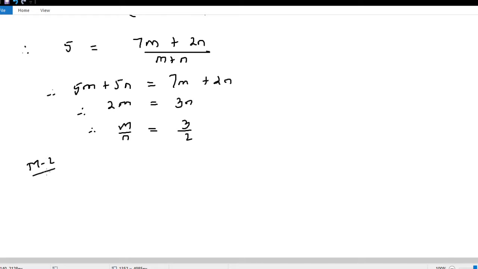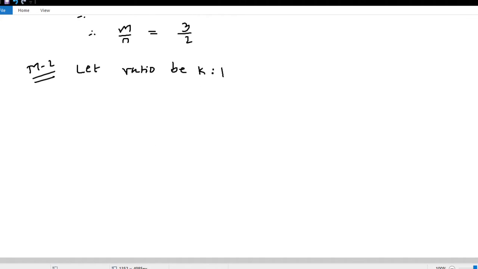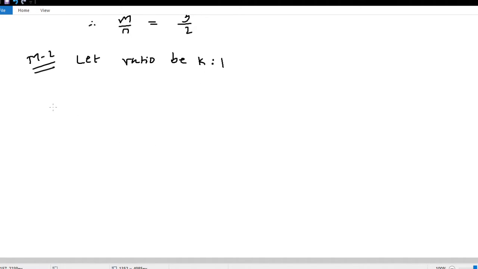Let us do this same problem in another style. Let us say this time instead of taking the ratio as m:n, we take the ratio as k:1. k is some constant, so instead of m:n, we solve by assuming k:1.